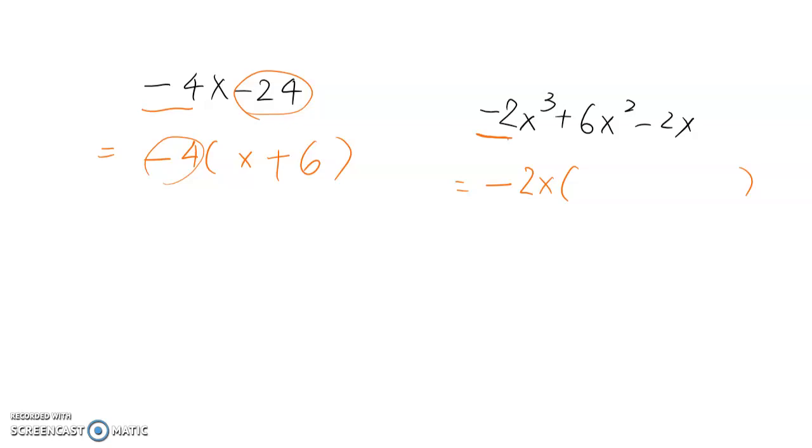Negative 2x cubed divided by negative 2x. Negative 2 divided by negative 2 is 1. x cubed divided by x is x squared. Now 6x squared divided by negative 2x: 6 divided by negative 2 is negative 3. x squared divided by x is x. Now last term, negative 2x divided by negative 2x is a positive 1. And that's the answer.